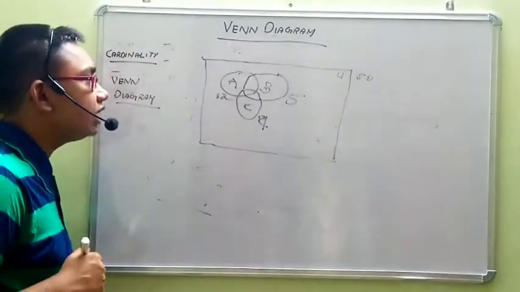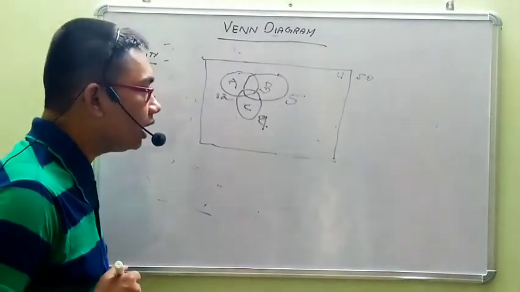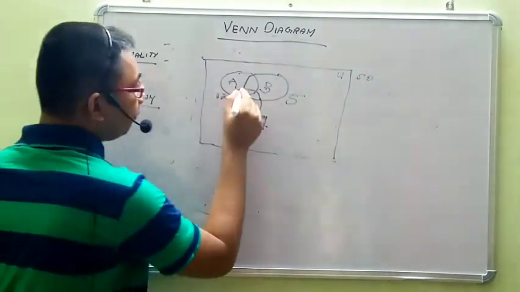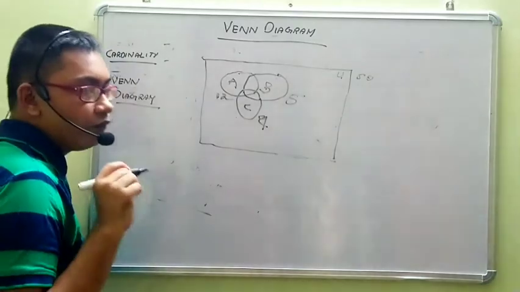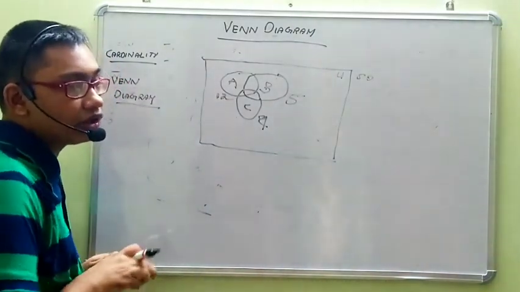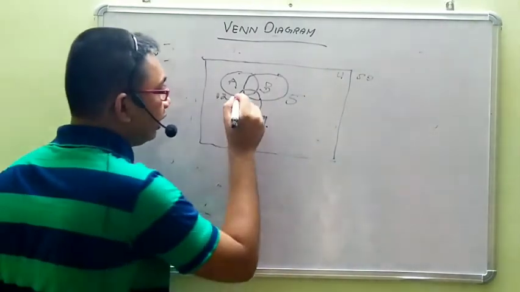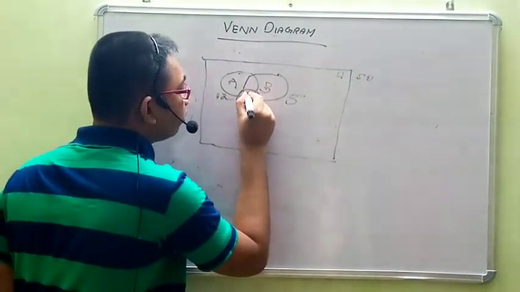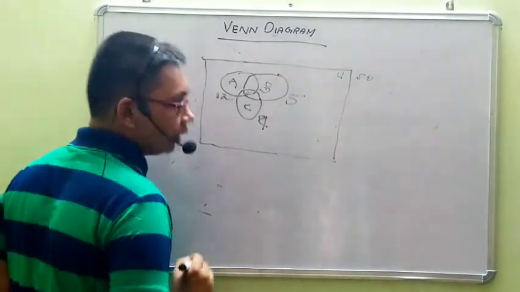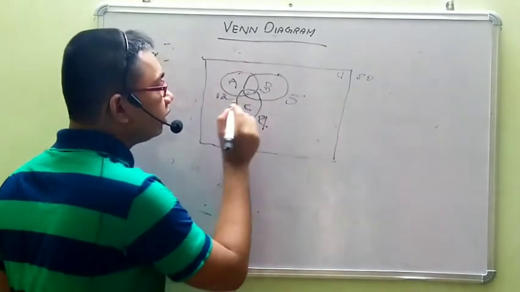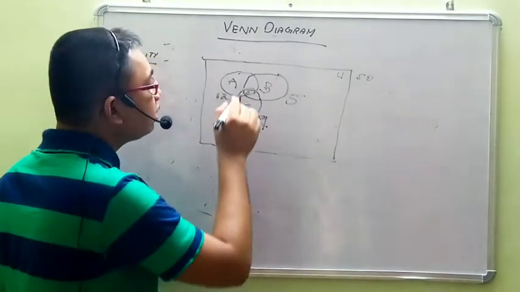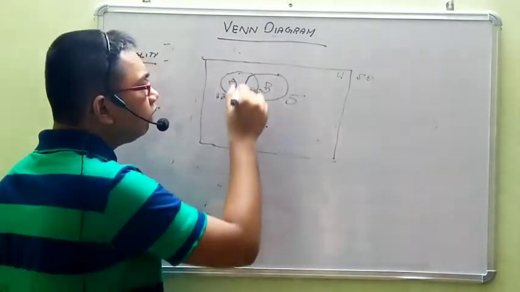So, let us say A intersection B has, before that, this point is A intersection B intersection C. First, we will denote whatever be the given number of elements in A intersection B intersection C, we will write it here. Let us say it is 3 elements. And let us say A intersection B is 4. So, what will be this?